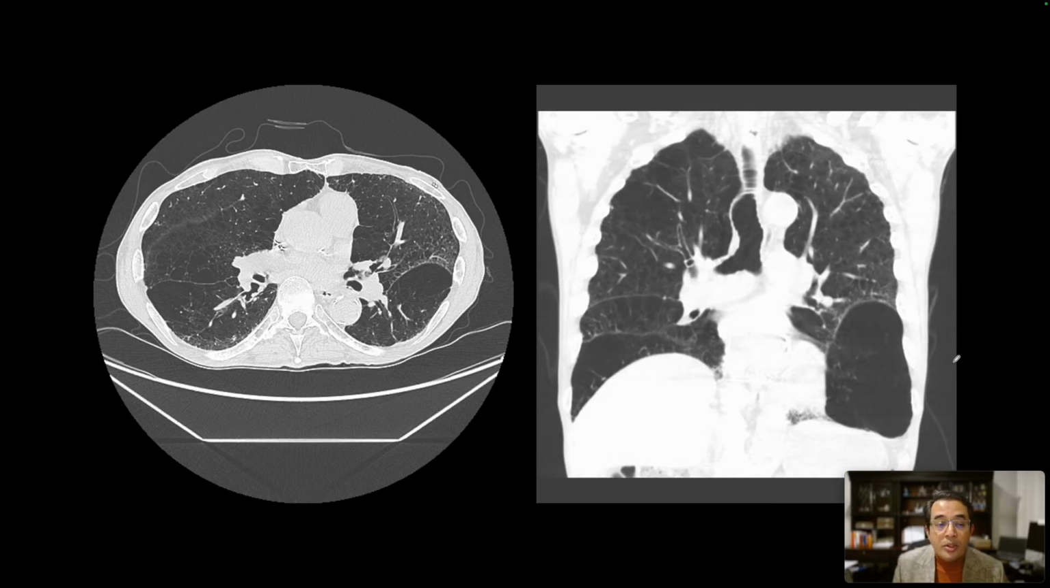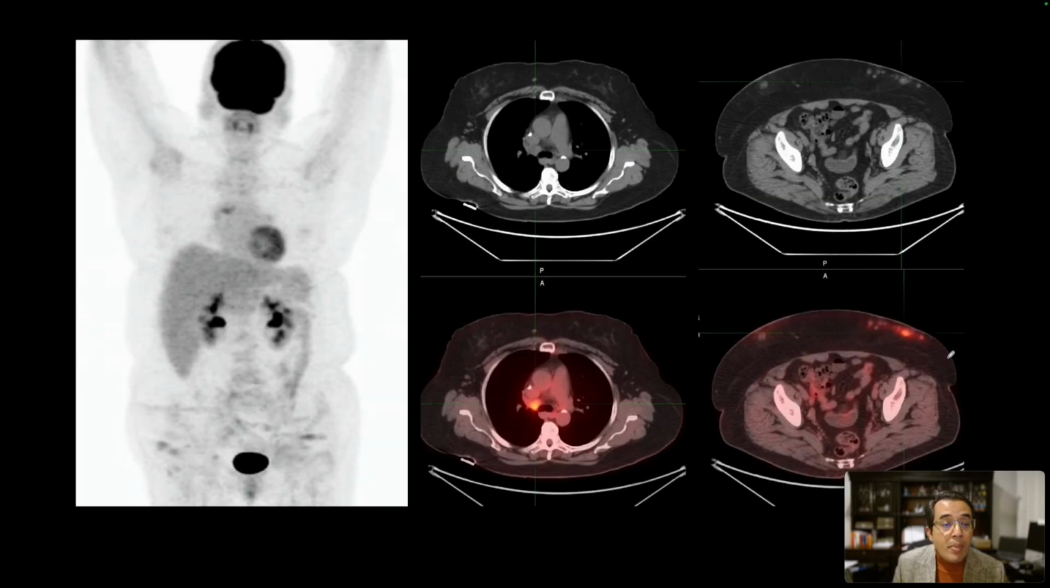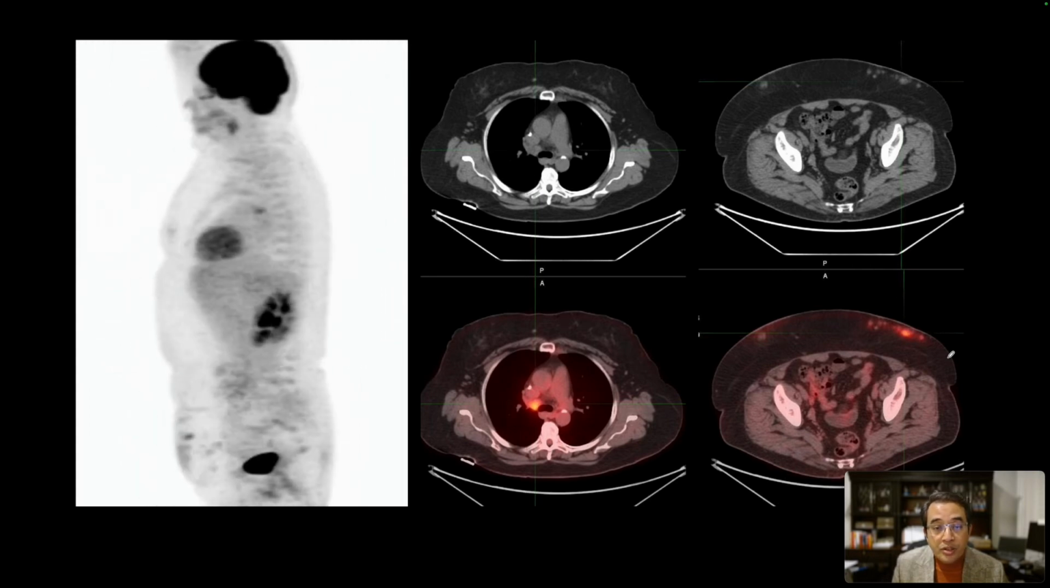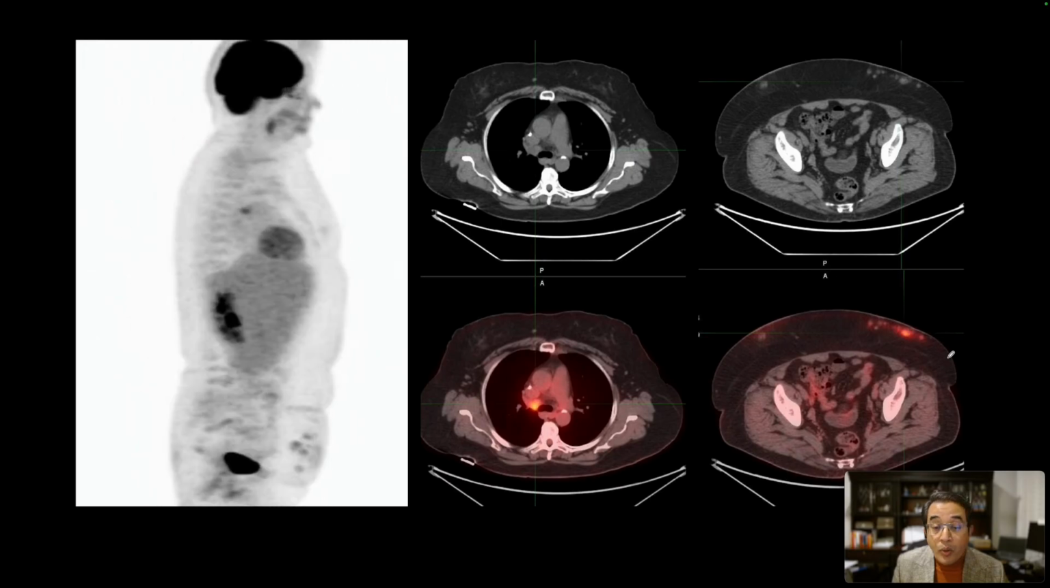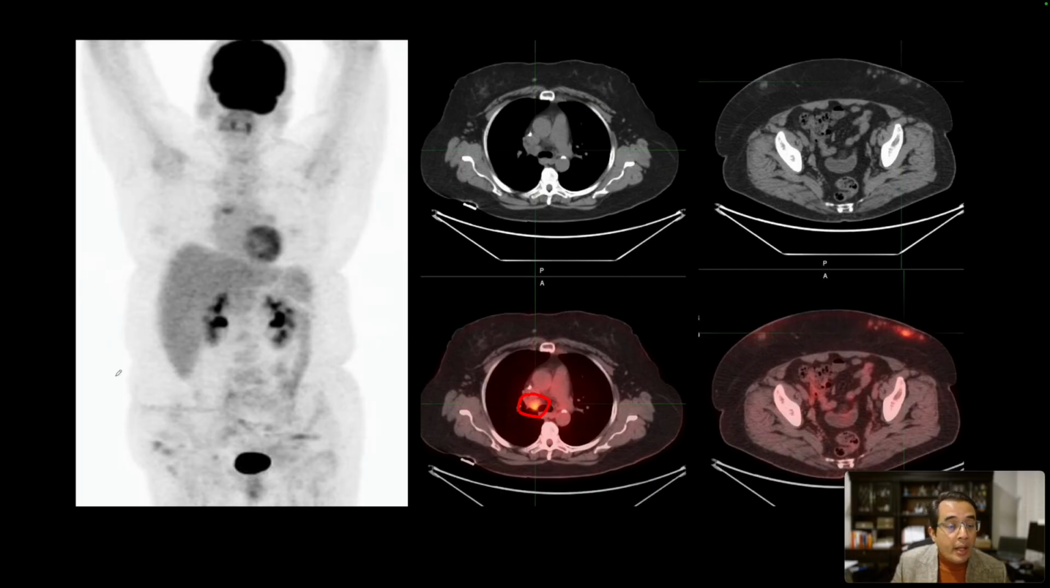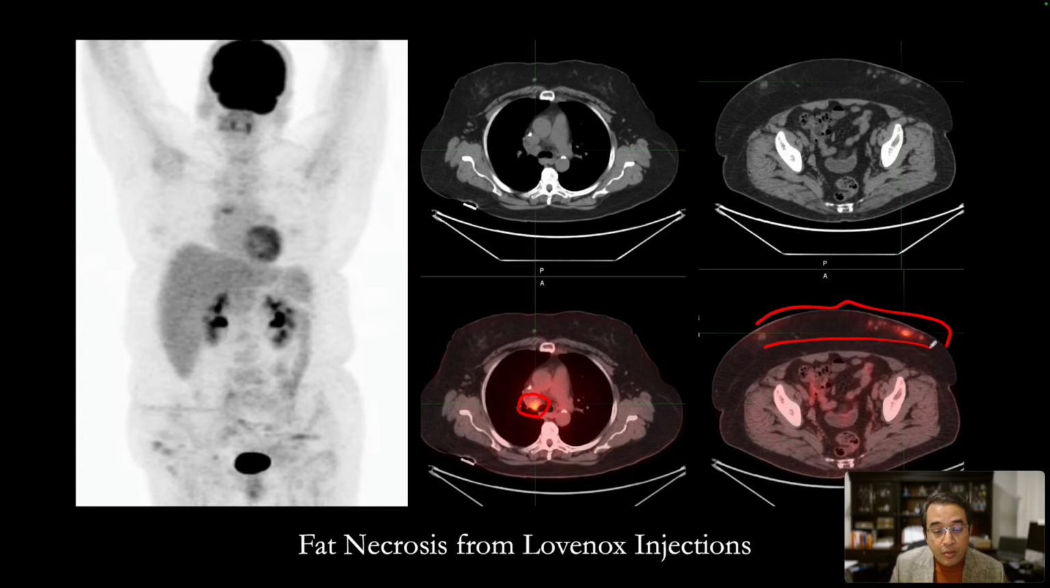These are two views from their CT of the chest showing extensive emphysema that was making them short of breath at rest when they were getting the PET scan. This next patient was being evaluated for lymphoma. There is some residual disease in the right paratracheal region that we see right here. And in their anterior abdominal wall, in the subcutaneous space, there are these multiple foci of fat stranding which show hypermetabolism, and these are from fat necrosis secondary to Lovenox injections.